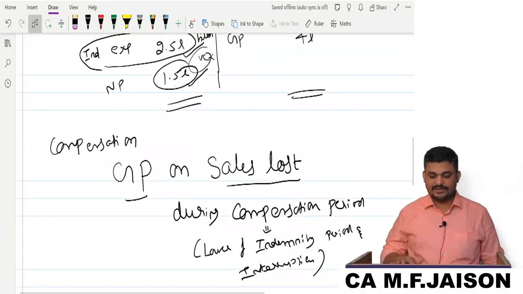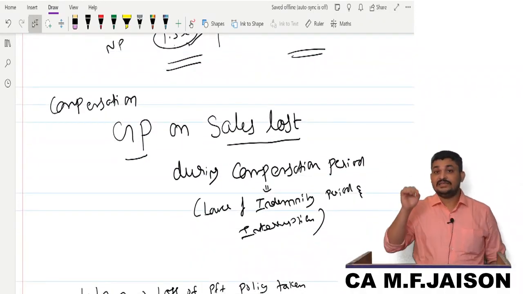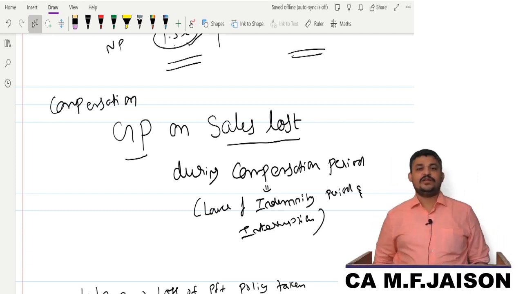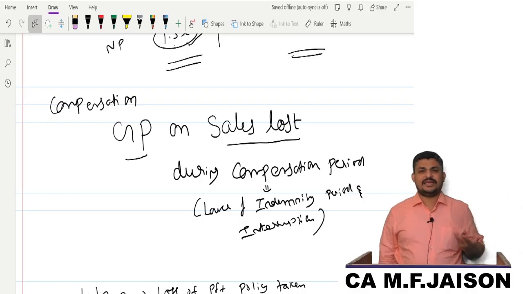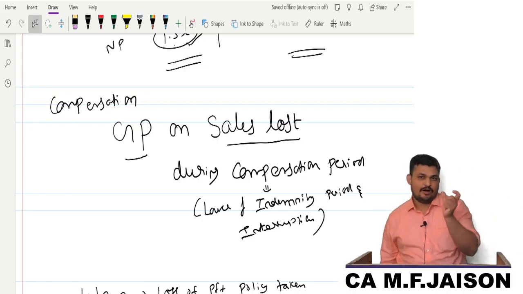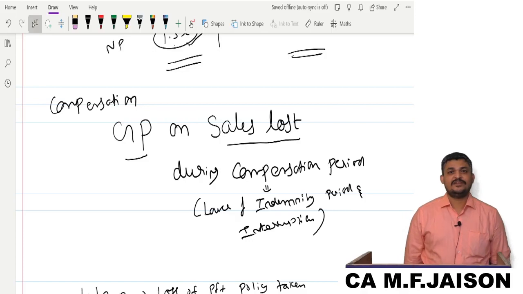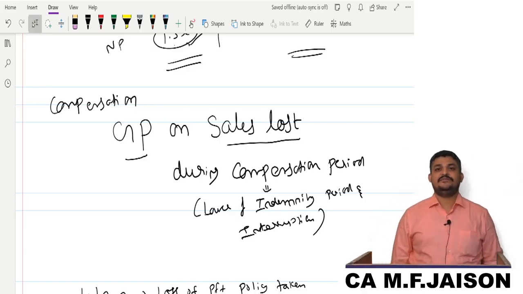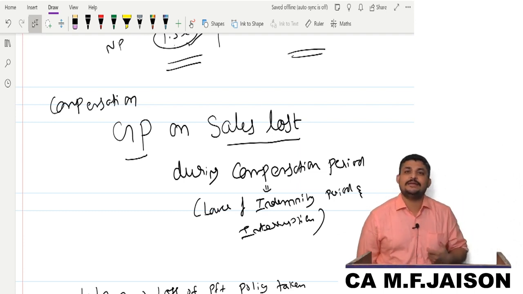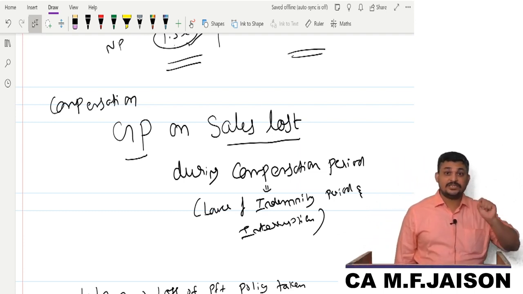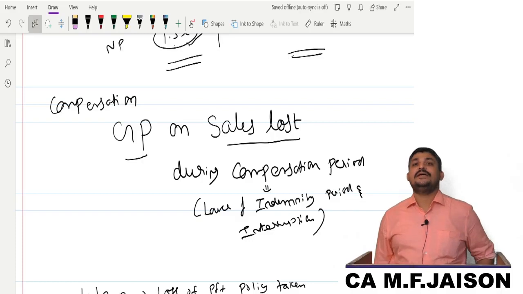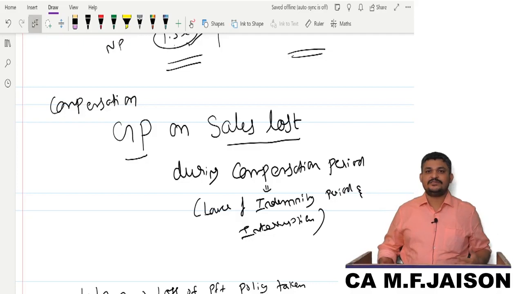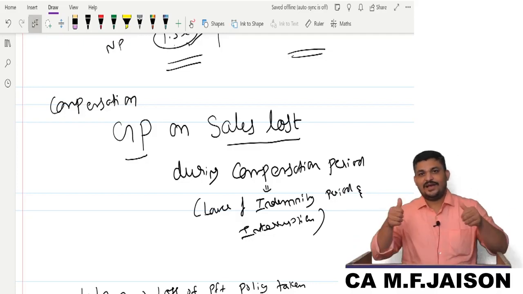So what is the compensation? Once again, gross profit on sales loss during the compensation period. What do you mean by compensation period? It's a period during which I get compensation. But how do you define that? Indemnity period or interruption period, whichever is lower. What do you mean by indemnity period? It's a period mentioned in the policy. What do you mean by interruption period? It's the period that will be taken by the businessman to restore normal business. I hope you understood this.